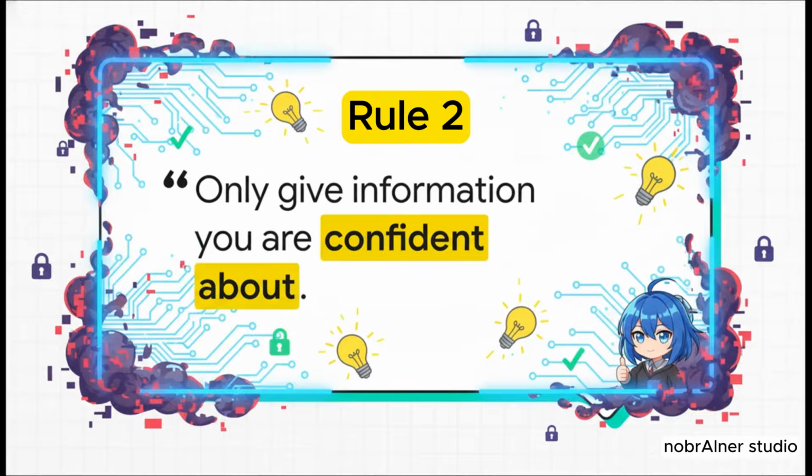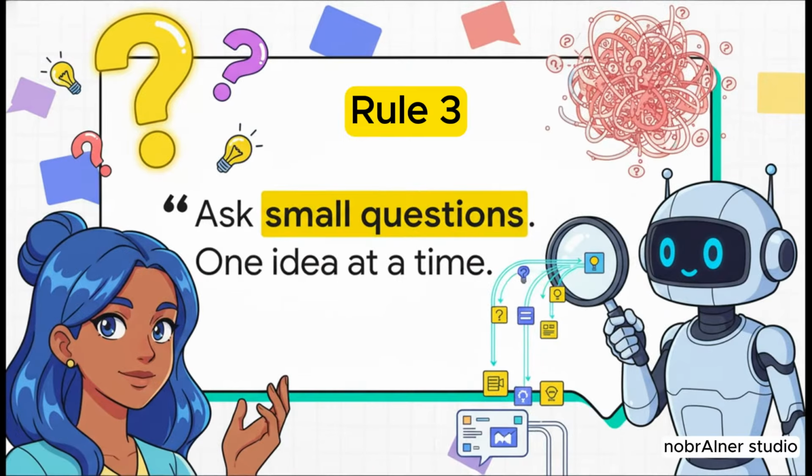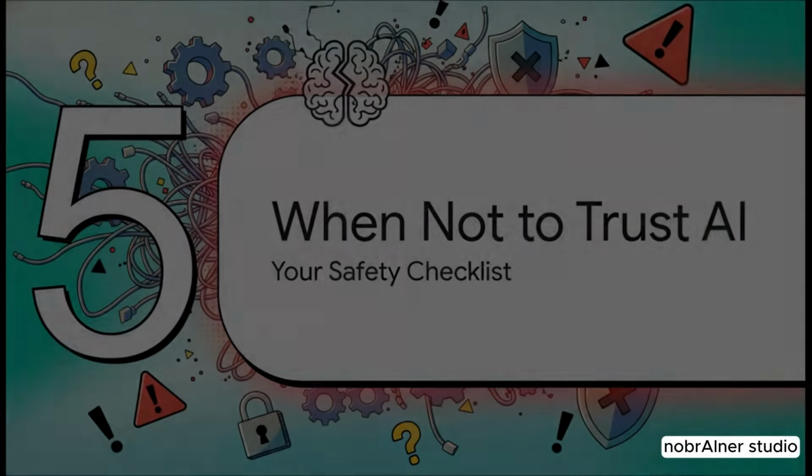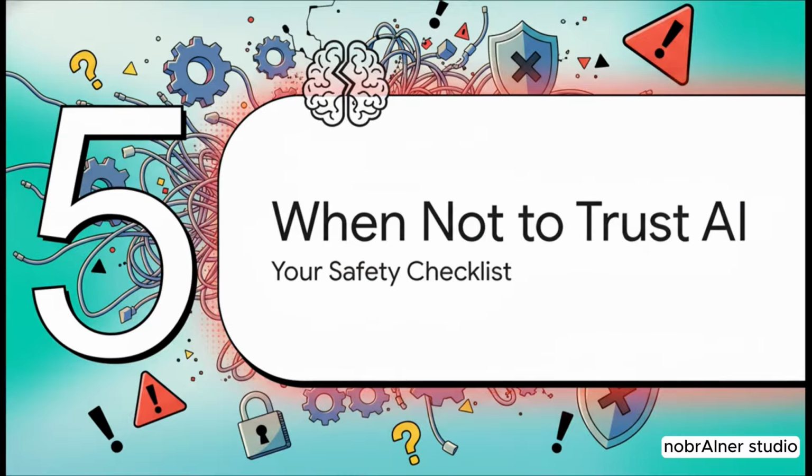Rule number 2 is pretty similar. You can tell it, only give information you are confident about. This makes the AI pause and consider its own certainty. If it comes back and says it's not very sure, that's a huge red flag for you. And rule 3 is just a really good habit to get into. Instead of asking one gigantic, complicated question, just break it down. Ask small questions, one idea at a time. It makes that word prediction game way easier for the AI, and it seriously cuts down the chances of it going off the rails.